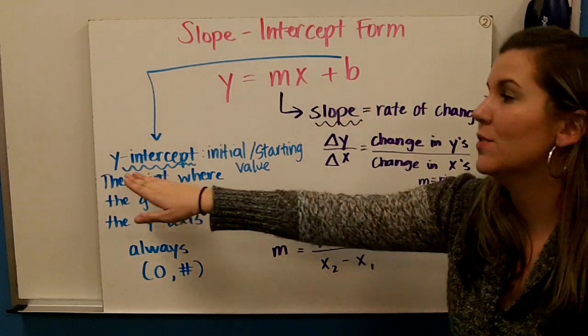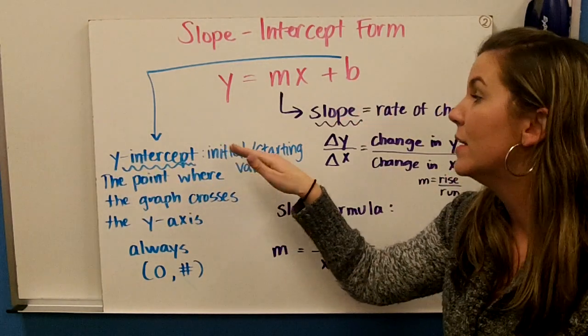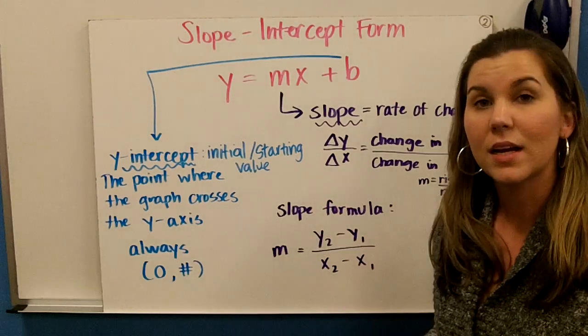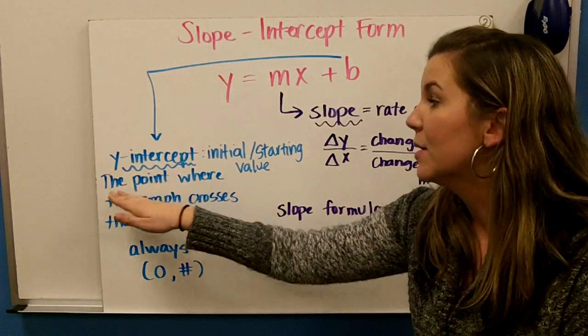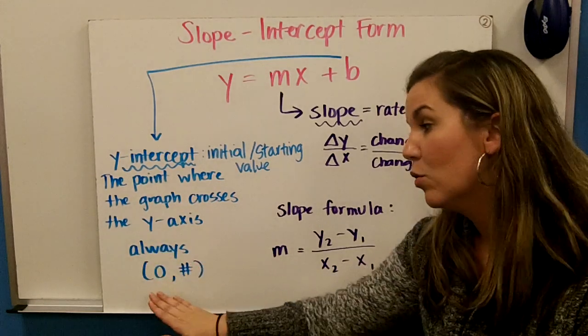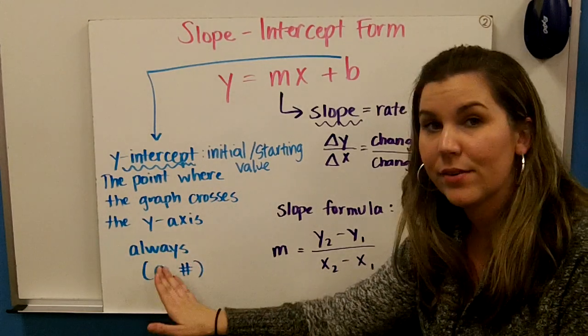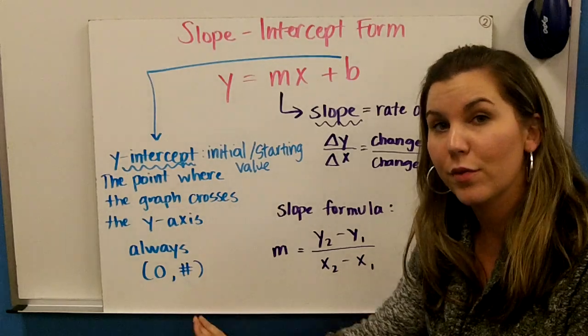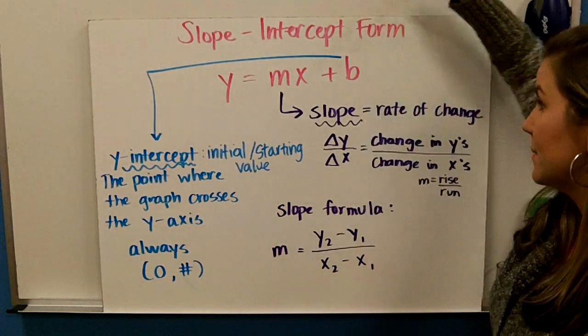The b stands for the y-intercept. This is always our initial or starting value in the context of a word problem. It's the point where the graph crosses the y-axis, and it's always an ordered pair where x is 0 and then some number for y, where it crosses the axis.